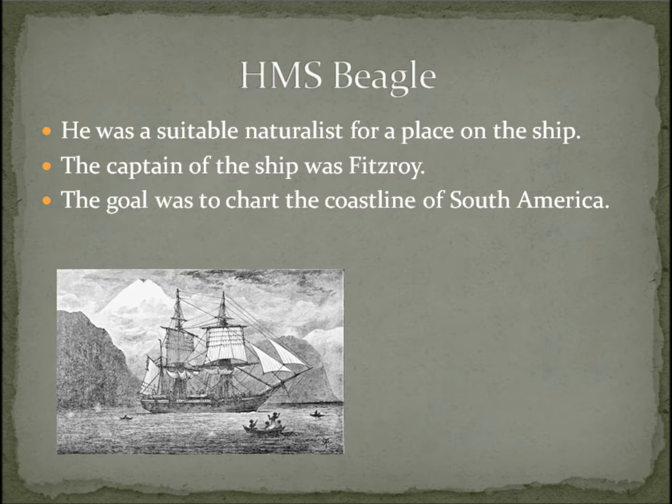Darwin returned home from school on August 29, 1831, to find a letter from Henslow. This letter stated that he was a suitable naturalist for a place on the ship the HMS Beagle, with Captain Fitzroy. The ship's goal was to chart the coastline of South America.